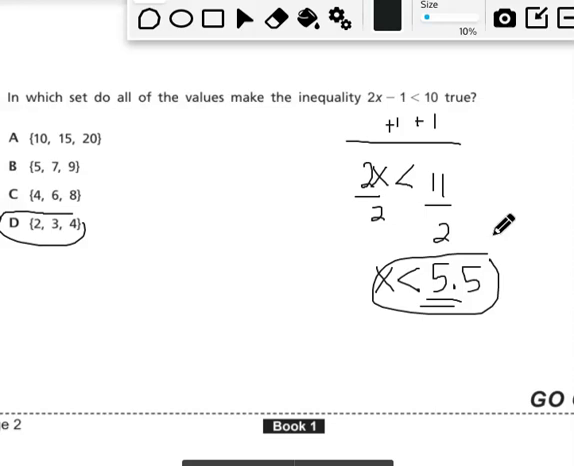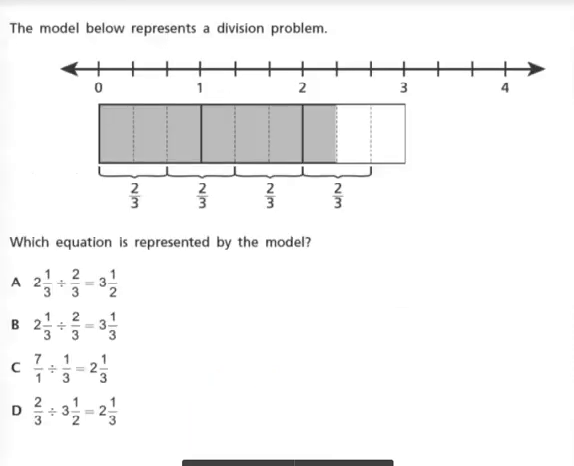All right, so copy that in your paper. And then we'll move on to our next problem. So the model below represents the division problem, right? So which equation represents the model over here? Is it A, B, C, or D? Do you need time? Or do you already know the answer?